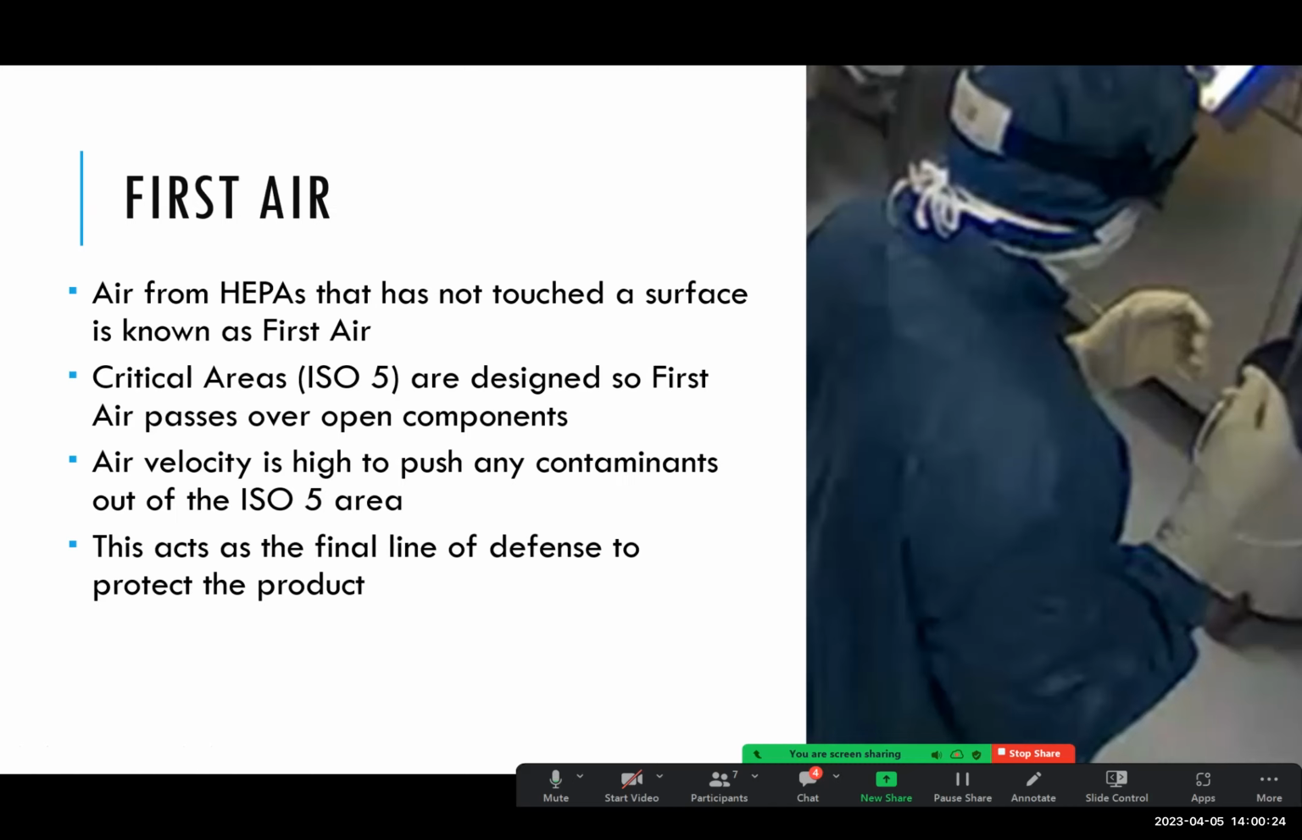So let's say, for instance, we have a bottle. For some reason, something was able to make it through. The way we design the ISO 5 area is that's our last chance to get rid of that contamination. And then we keep the velocity high enough that any contaminants in that area, we're going to push it out, and we use that as our final line of defense to protect the product.